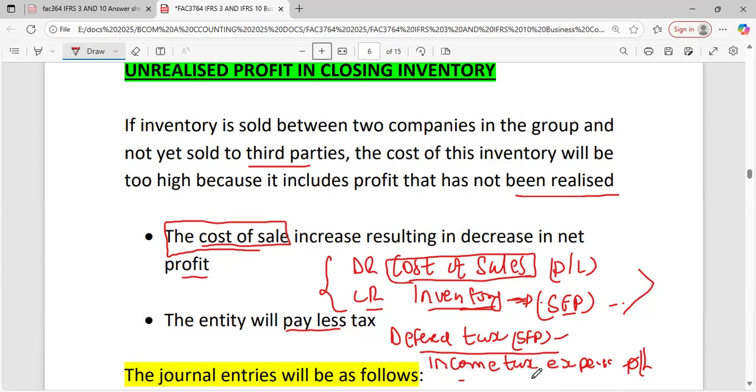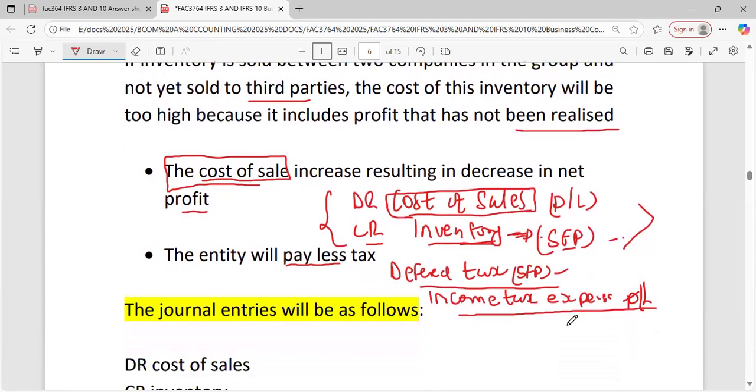Then when you go to the statement of profit and loss, it means you are going to minus the income tax expense. If you have an unrealized profit of, let's say, 15,000 here, it means this 15,000 is going to reduce your income tax expense here when you do your consolidated statement of profit and loss. So that's basically what these journals mean.